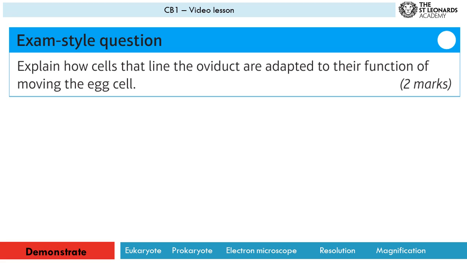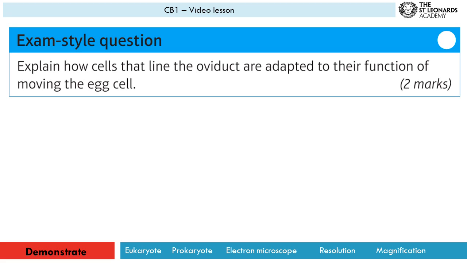Let's review an exam question. Explain how cells that line the oviduct are adapted to their function of moving the egg cell. This is worth 2 marks. You need to state what the cells are that line the oviduct. So you start by saying the cell that lines the oviduct are the ciliated epithelial.